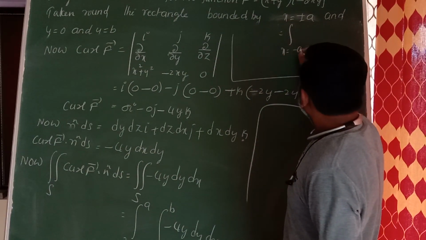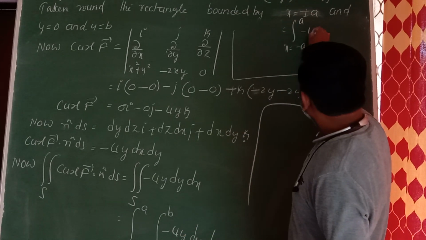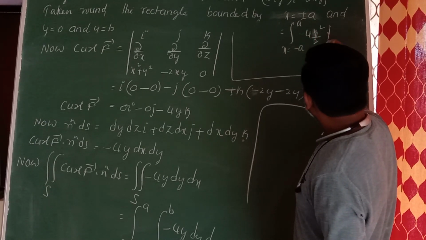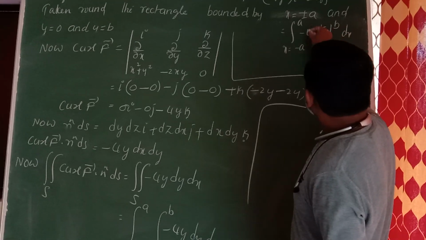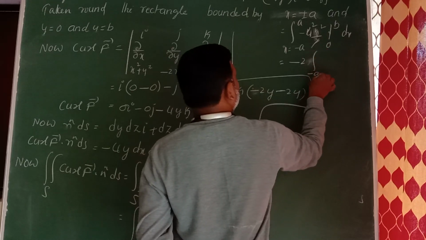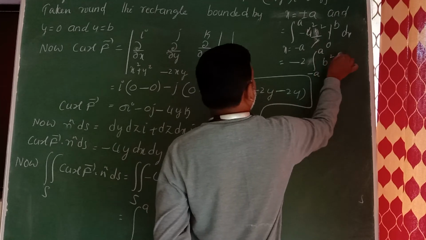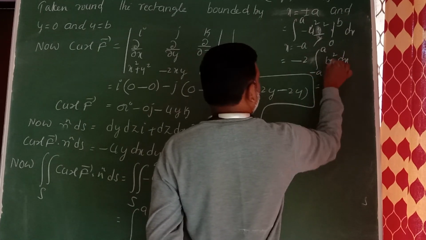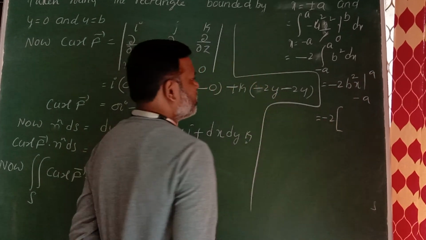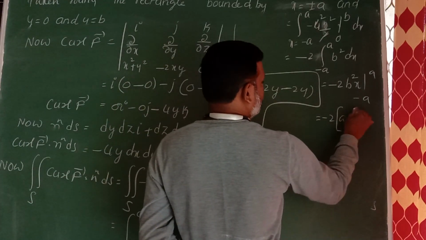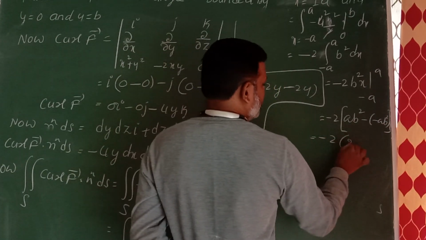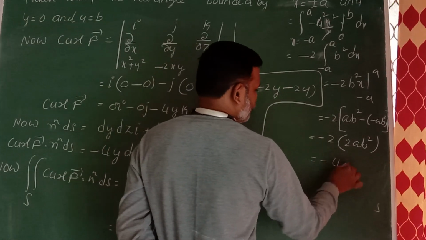Outer x is equal to minus a to plus a. Integrate this, minus 4y into, minus 4 into, y integral is y square by 2, from 0 to b, into dx. The 2 gets cancelled and take minus 2 outside. So integral from minus a to a, apply upper limit, this becomes b square into dx. That is equal to minus 2, b square integral is b square x from minus a to plus a. That is equal to minus 2 times of, apply the upper limit, this becomes ab square minus of minus ab square. So that becomes minus 2 times of 2ab square. So that becomes minus 4ab square.